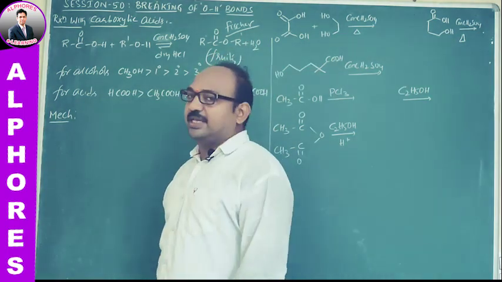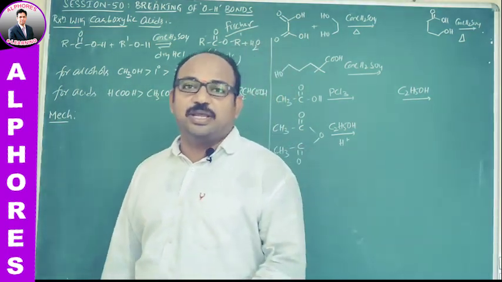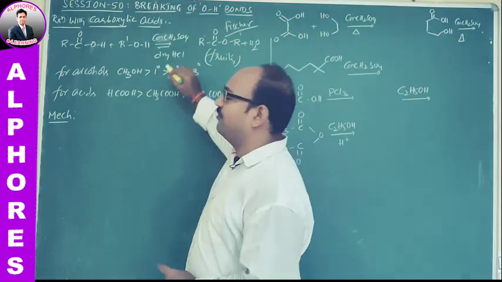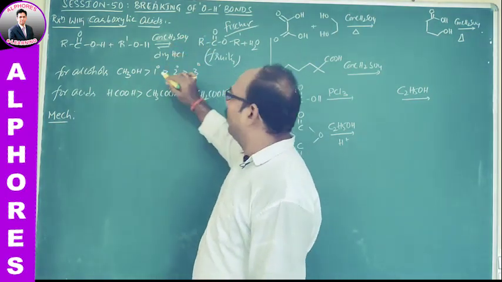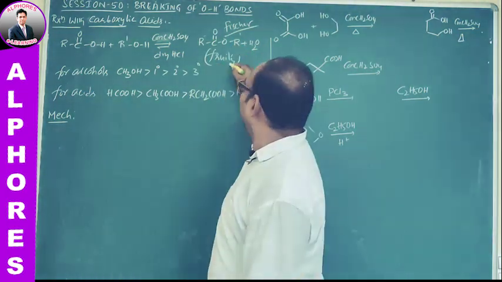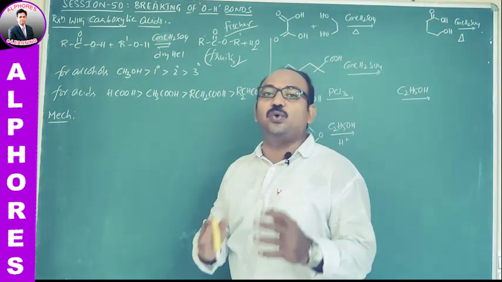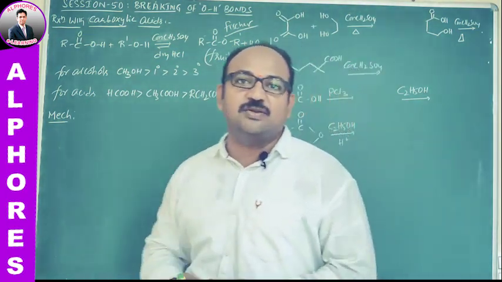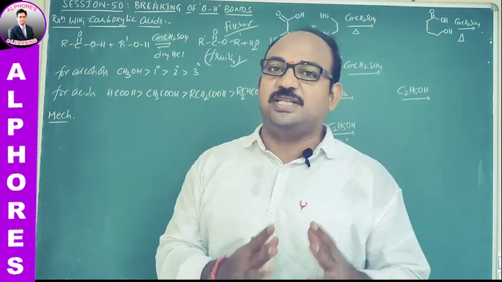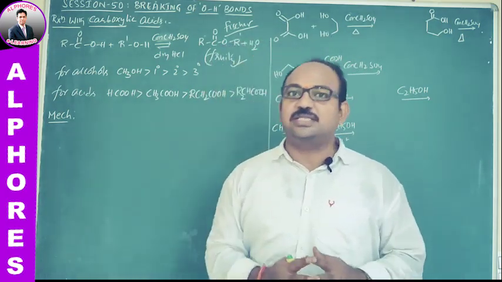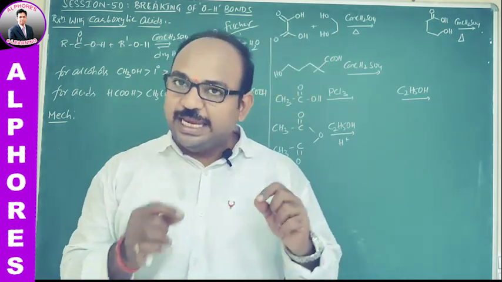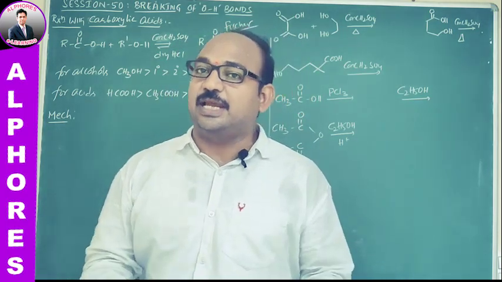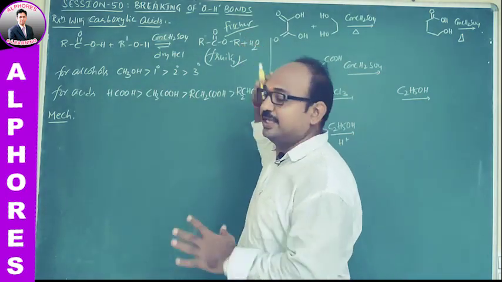Reaction with carboxylic acid. Carboxylic acid upon reaction with alcohol in presence of a mineral acid catalyst like concentrated sulfuric acid and dry HCl gives ester. The formed ester generally has a fruity odor, and this reaction is called Fischer esterification. Fischer esterification is nothing but alcohols reacting with carboxylic acid in presence of a mineral acid catalyst to give carboxylic ester.